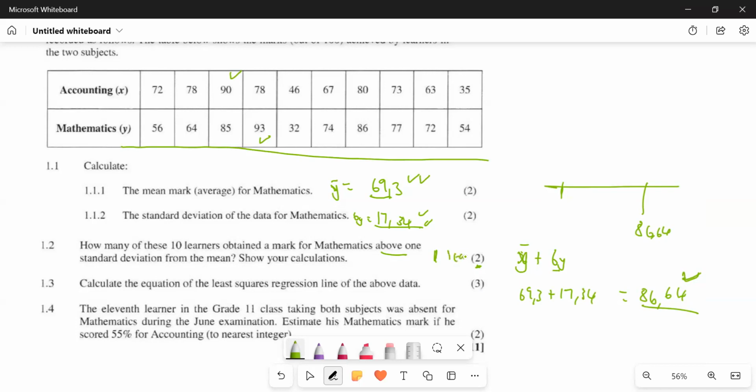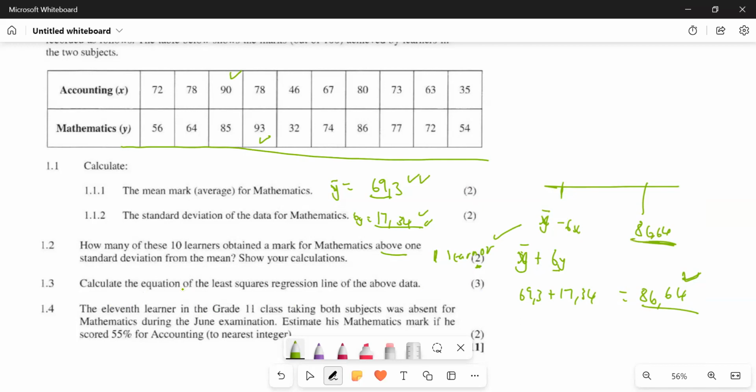One learner lies above one standard deviation. It's 1, 1. Is it fine? Now, are they going to penalize a learner? If you are not sure, do both of them, guys. Say mean minus the standard deviation. But the one that we are concentrating on tonight is this one above.